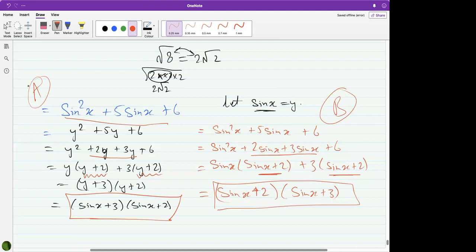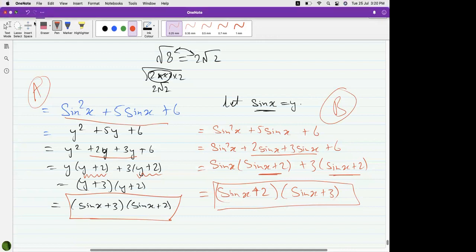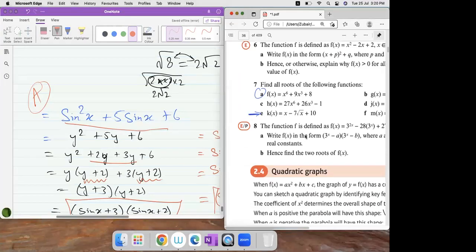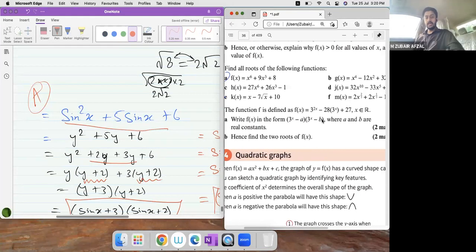But can you explain question 8 now? Okay. The function f is defined as this plus this, and this belongs to this. Okay. Write f of x in this form, where the values are these. Okay.